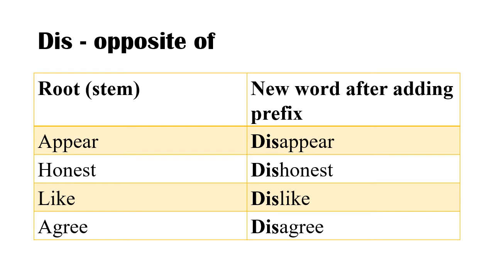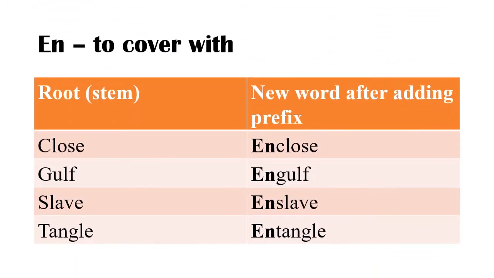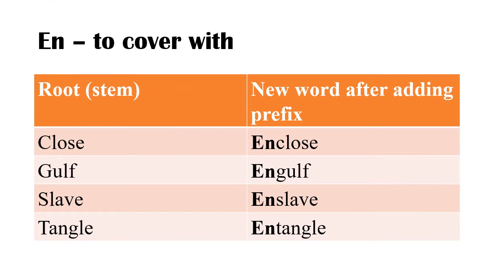Dis means opposite of. The words formed after adding prefix dis are disappear, dishonest, dislike, disagree. En means to cover with. The words formed after adding prefix en are enclose, engulf, enslave, entangle.